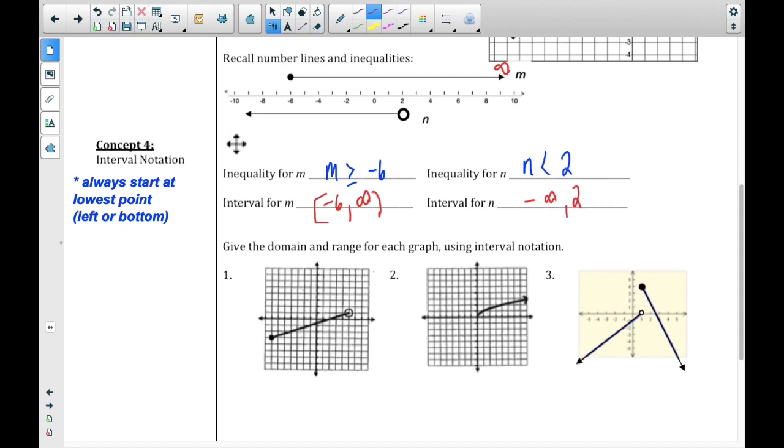Does it ever get to negative infinity? No. Does it ever get to 2? Also no, because it has that hole, right? And that hole means you don't actually get there.